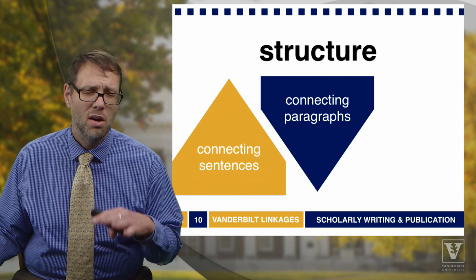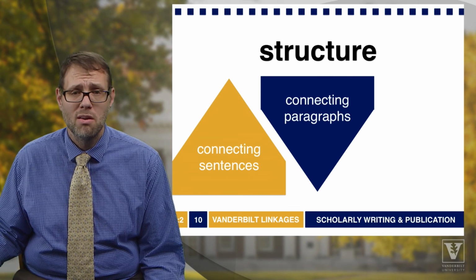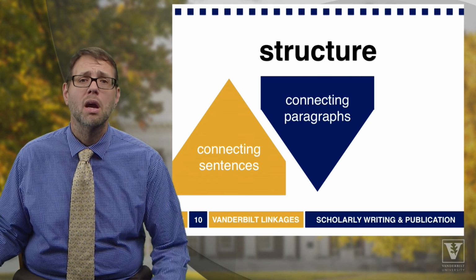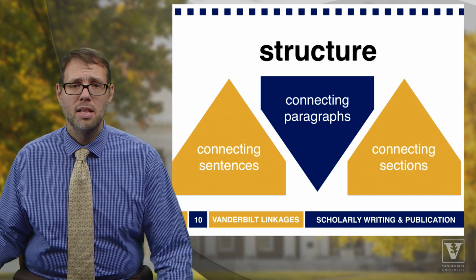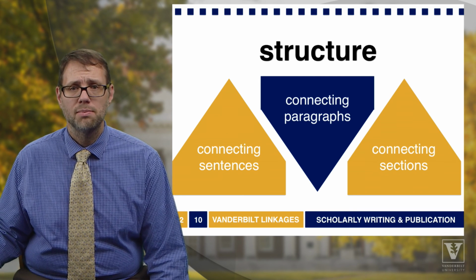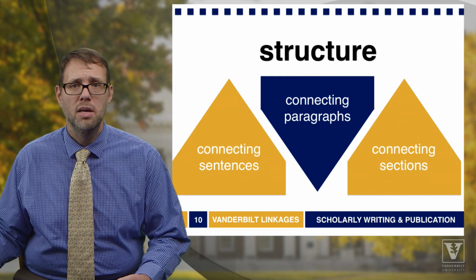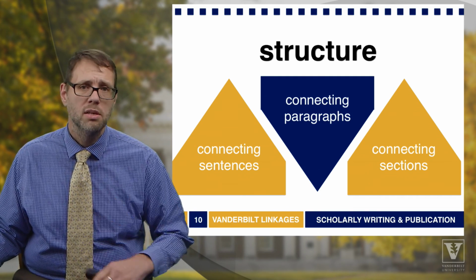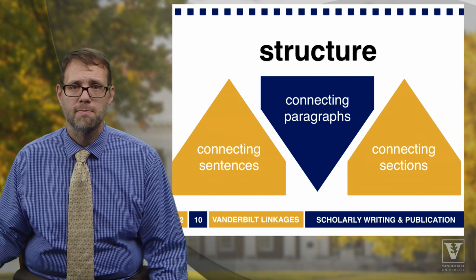And again, we don't want a whole page that's all one paragraph, and we don't want a page that's like 20 paragraphs because they're all like 2 sentences long. How do we connect them? How do we bridge those paragraphs together? And then the last thing is, how do we connect our sections? We don't want to get to the end of the introduction and just kind of chop it off and start a whole new thought. We want there to be some progression between our different sections of our manuscript.